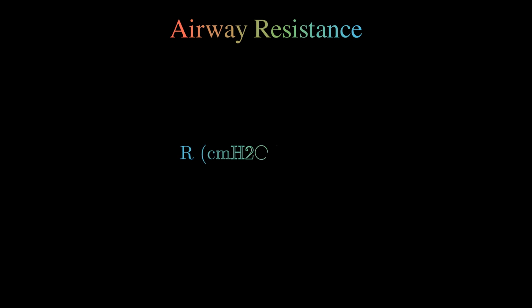In this lesson, we'll explore airway resistance. Airway resistance reflects the impediment to ventilation imposed by the airways, and also by the endotracheal tube. It's generally estimated by dividing pressure by flow.